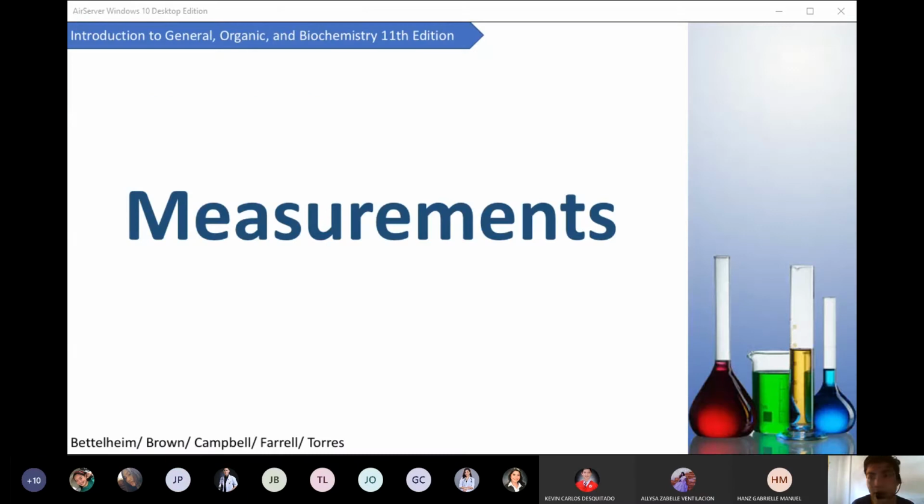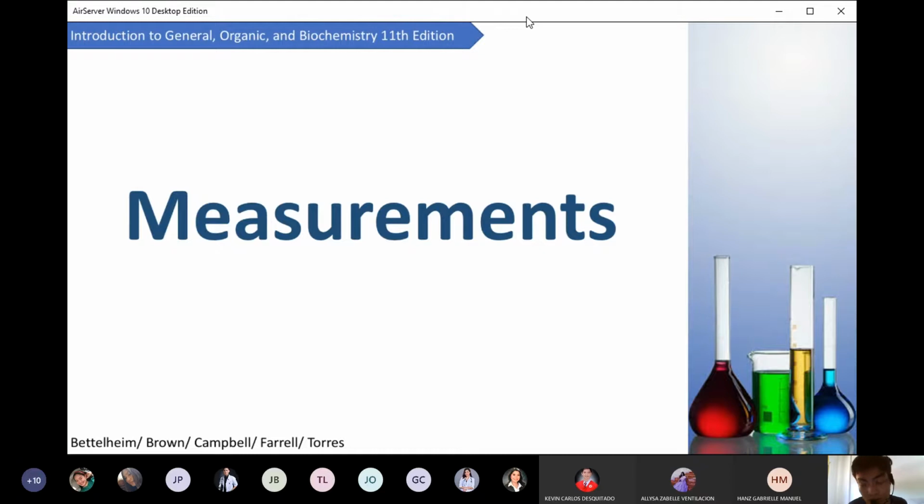Okay, so with that, let's begin our first topic, measurements. So why do we have to study measurements muna? Because chemistry is very much dependent on measurements, in such a way that you cannot quantify matter based on their individual number. You cannot count atoms. Ibig sabihin, hindi natin kaya mag-count ng atoms.